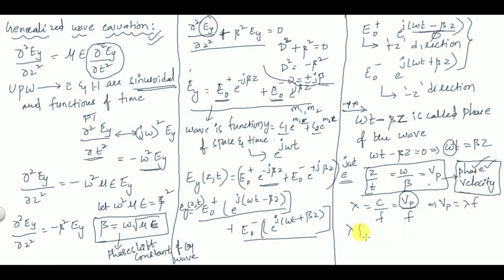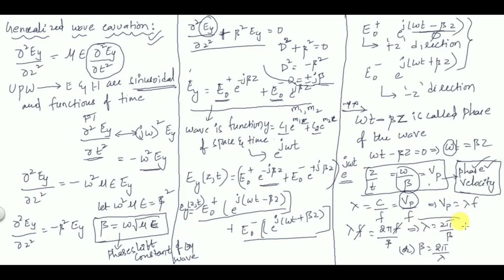So lambda into f is equal to, so the Vp formula is omega by beta. Omega can be written as 2 pi f, so Vp is 2 pi f by beta. So this f and this f get cancelled. So lambda is equal to 2 pi by beta, or beta is equal to 2 pi by lambda.